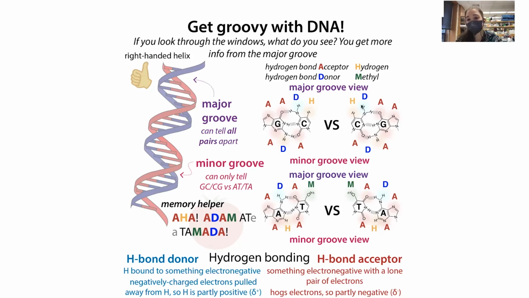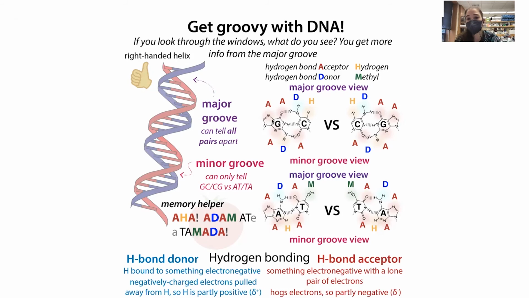So if you're in the major groove, there are four basic things that you could see if you looked in one of these grooves. You can see a hydrogen bond acceptor, which I'm showing as an A, a hydrogen bond donor, which I'm showing as a D, a hydrogen itself, which I'm showing as an H, and a methyl, which I'm showing as an M. A donor would be a hydrogen that's attached to an electronegative atom, and a plain hydrogen is just attached to a carbon, so it can't participate in hydrogen bond donation.